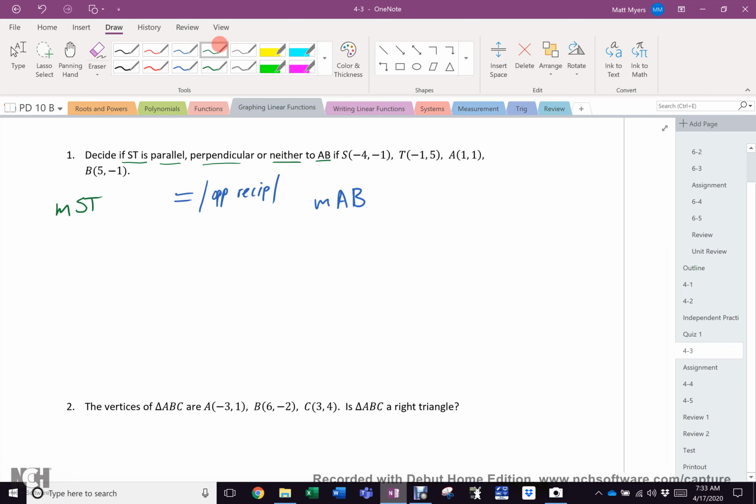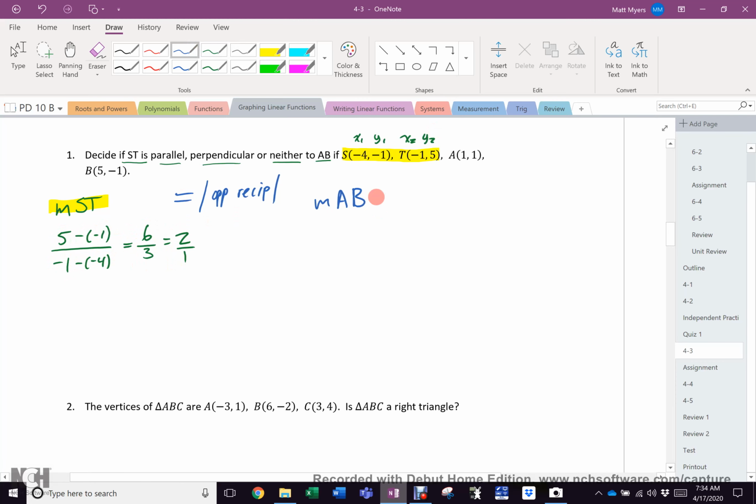So let's do these. ST is right here. There's S and T. So let's check that. In S and T, there's an x1, y1, x2, y2. So 5 minus 1 over -1 minus -4, which is 5 minus -1 is 6. -1 minus -4 is 3, which means that slope is 2. But we remember a slope is a rise over run, so it's 2/1.